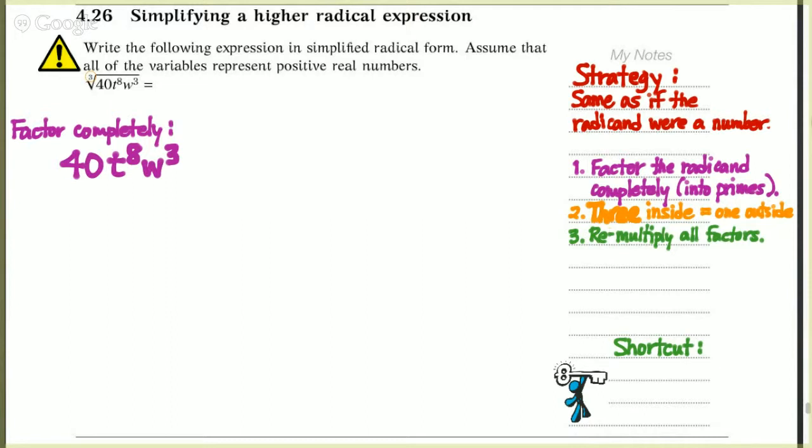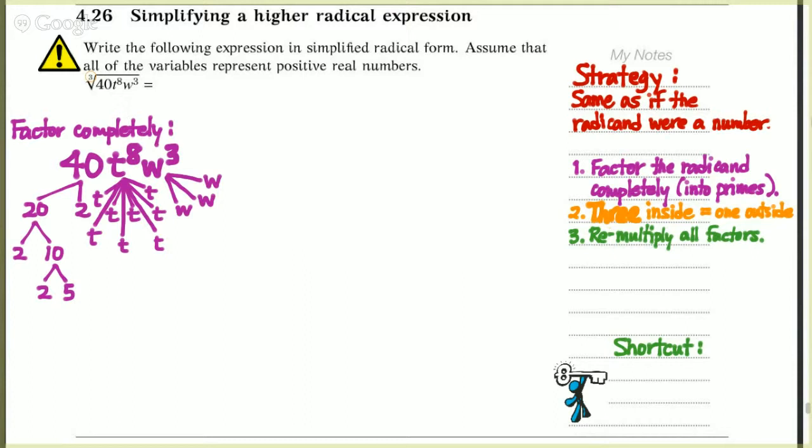40 times t to the 8th times w to the 3rd. We'll use a factor tree again, starting with the coefficient 40, which factors into 2 times 20, and 20 is 2 times 10, and 10 is 2 times 5. So we know 40 is 2 times 2 times 2 times 5. Then we have the variable portions of this monomial, t to the 8th times w to the 3rd. T to the 8th is nothing more than t multiplied by itself 8 times. So if we were to break it apart in a factor tree, we'd just get a bunch of t's, 8 of them to be specific. Same thing with w to the 3rd, we would just get a triplet of w's.